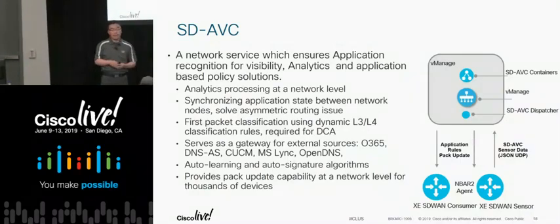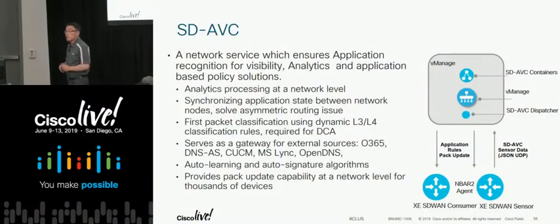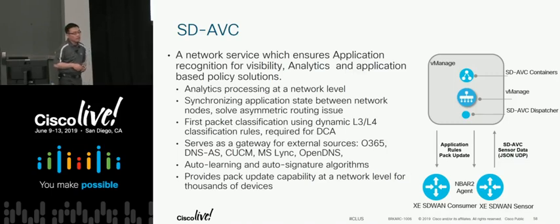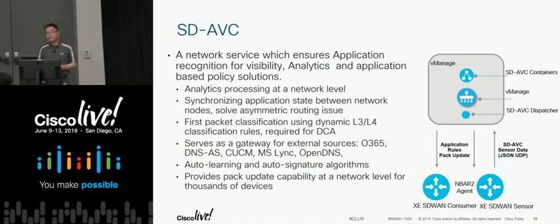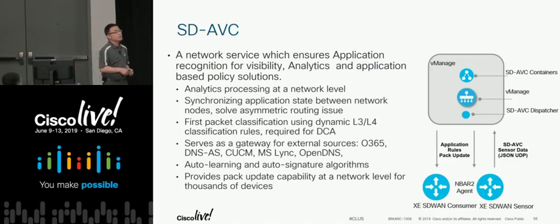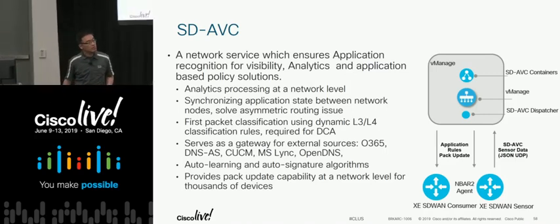Also, the controller has the ability to update the NBAR2 protocol pack to thousands of devices in the network. Question: if we deploy the vEdge and we have asymmetric paths, will there be a way to stitch that together, or would we only be able to do that with the NBAR SD-AVC? So the question is, when you deploy vEdge, is there any way to stitch the asymmetric traffic flow together, or do you have to use the SD-AVC?